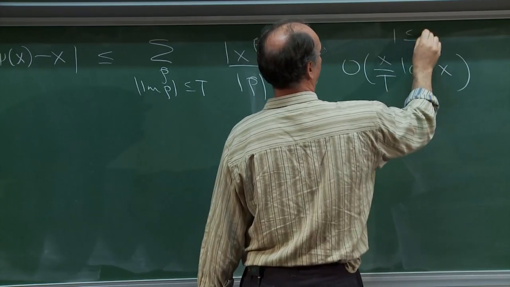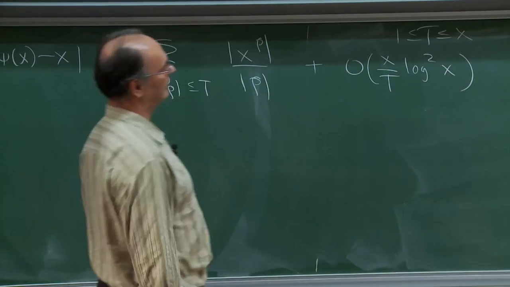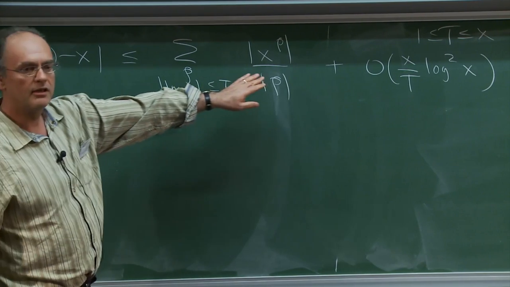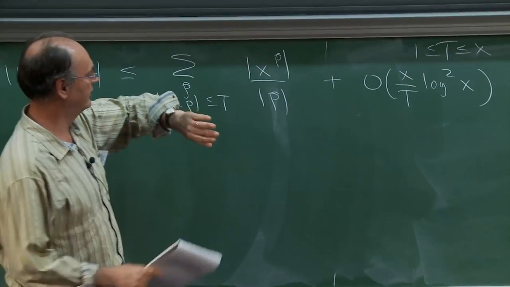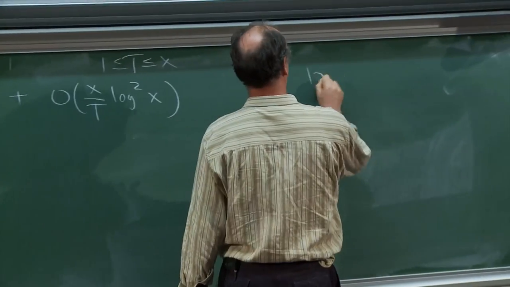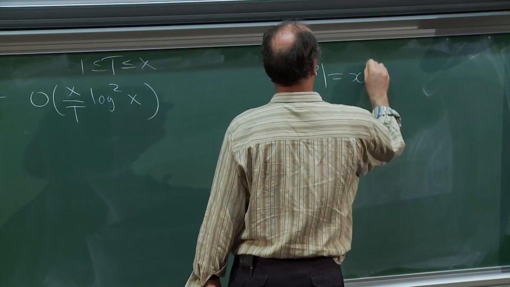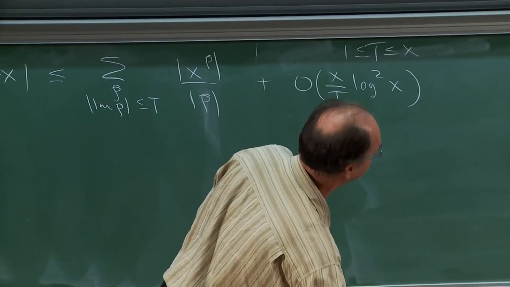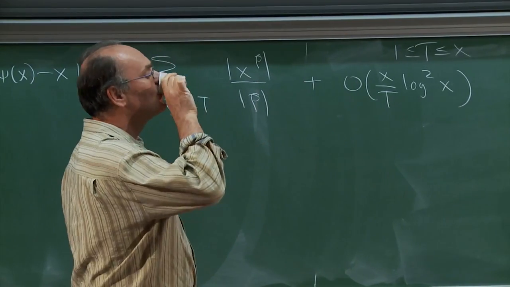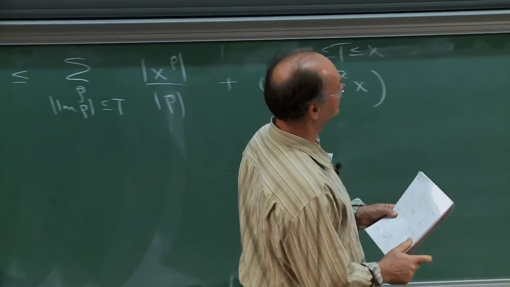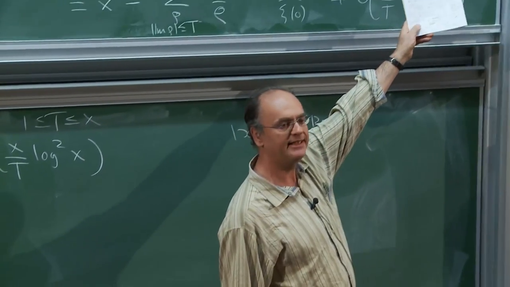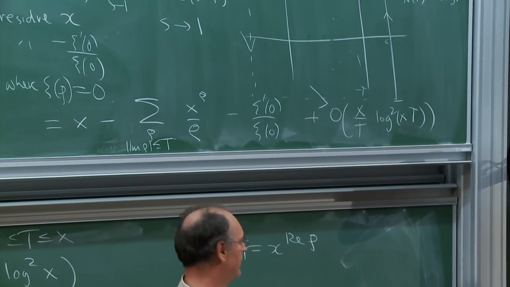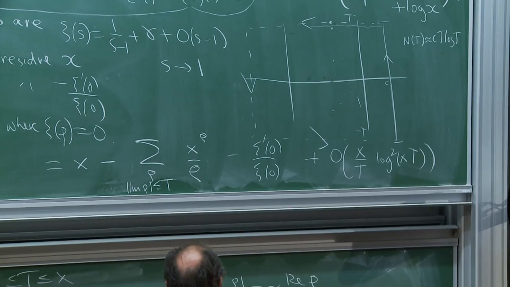And I guess I'll take t in a range just so that I'll simplify things as we go along. Now, the reason I write this down is simply to note that the absolute value of x to the rho is x to the real part of rho. Because if rho is sigma plus it, you can forget the x to the it. It has absolute value 1. Using the fact that the number of zeros up to height t is like t log t, and also, one can show there are no zeros of the Riemann zeta function very close in to the axis.